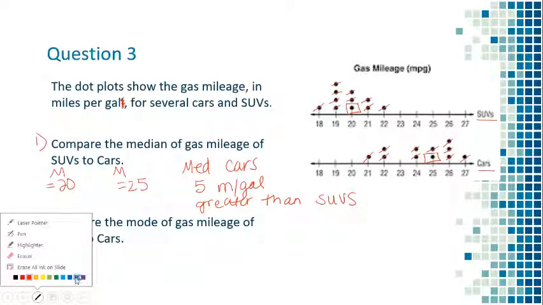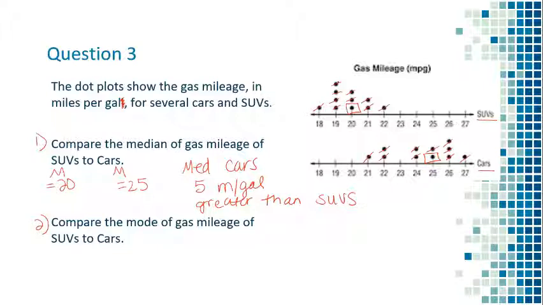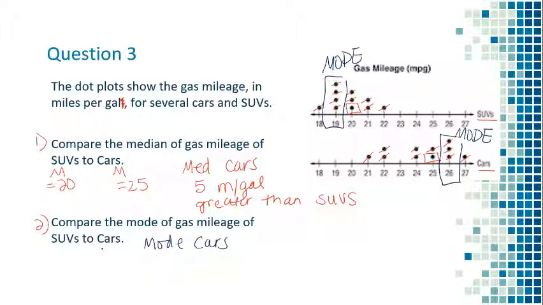I'm just going to change my pen color here. So notice in my SUVs, this 19 is what appears the most. So that's going to be my mode. And then in my cars, 26 appears the most. So that is my mode. So again, when we compare these, we can say that the mode of cars was 26 and SUVs was 19. So that's a difference of 7. So the mode of cars was 7 miles per gallon greater than SUVs. Okay, so we're just comparing those two.